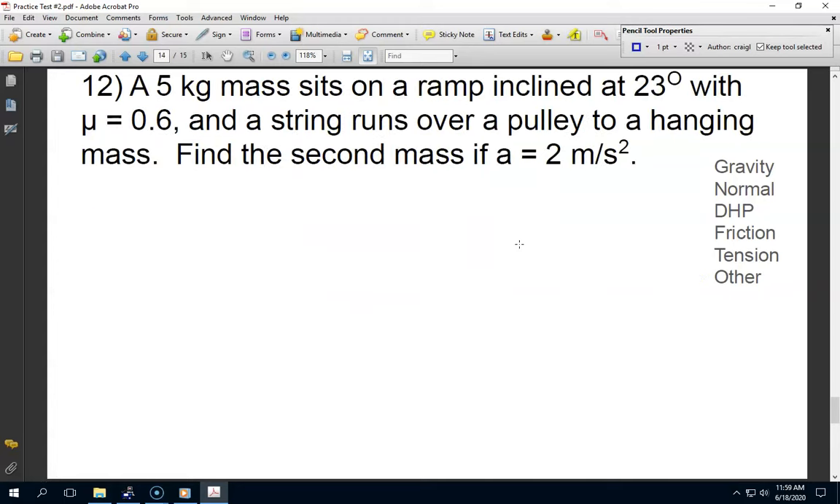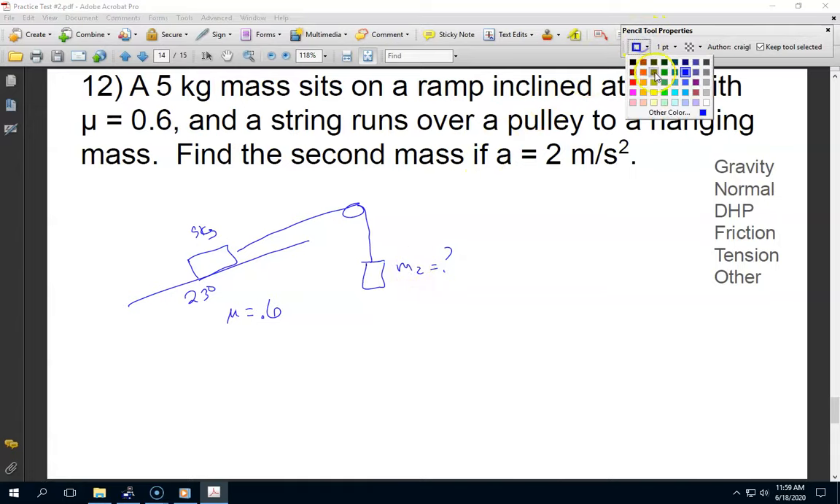How about that? Right here, a 5 kilogram mass sits on a ramp inclined at 23 degrees. All right? Box on a ramp. 5 kilograms, 23 degrees, coefficient of friction. There's a string over a pulley to a hanging mass. All right, let's see if we can't set this one up. We'd like to find the second mass. This one sometimes people have trouble with. There's a little funny algebra thing you have to do here, but it's not bad.